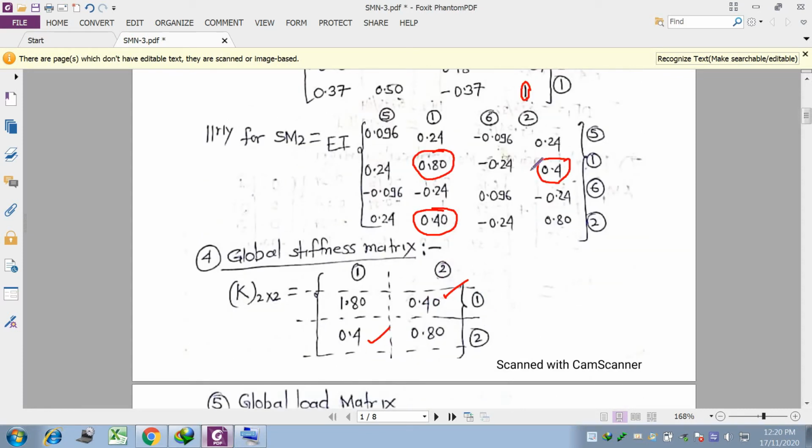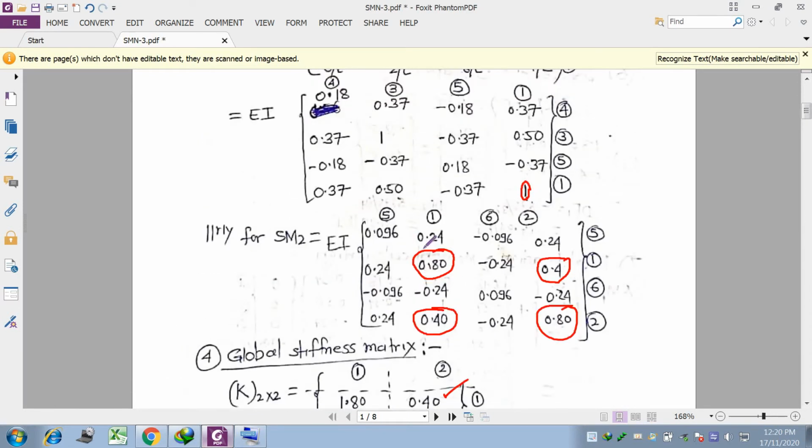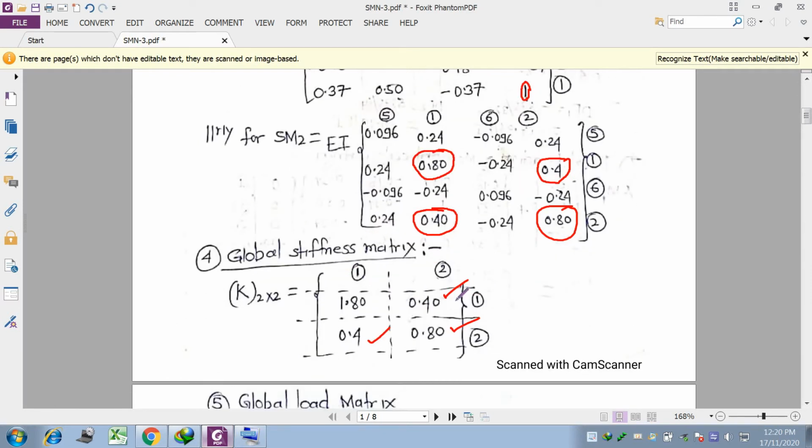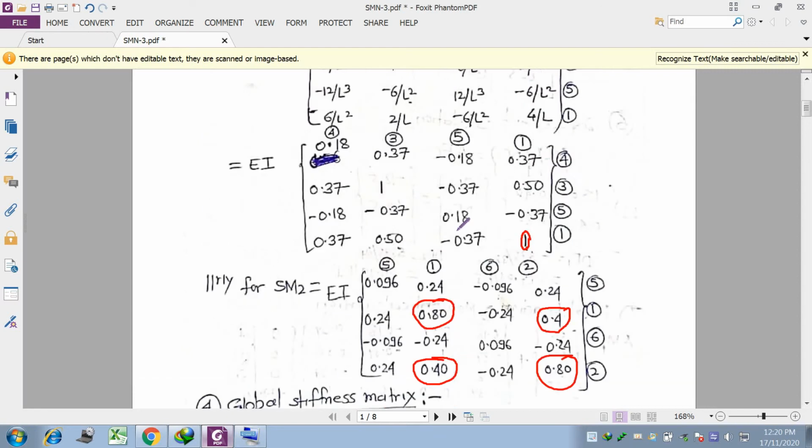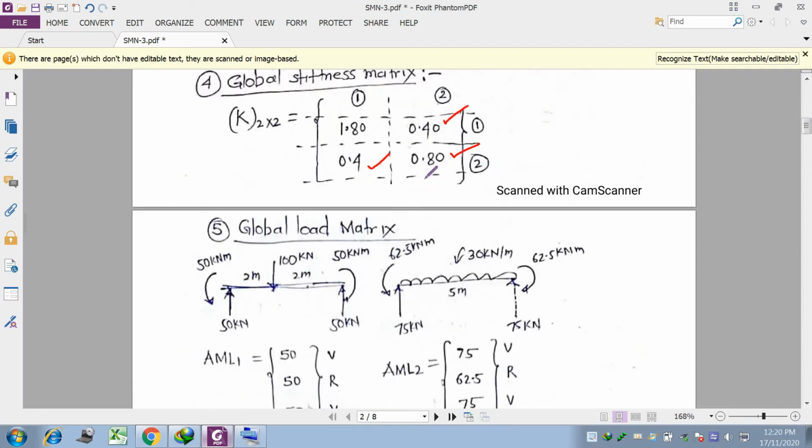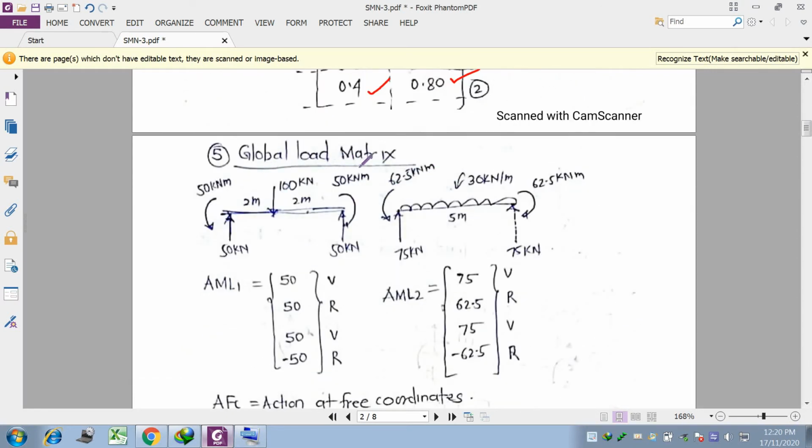Then similarly, at 2 2 there is a 0.8. Okay, I consider 0.8. So you have to see very carefully the column and row wise the unknown from the structural matrix 1 and 2.